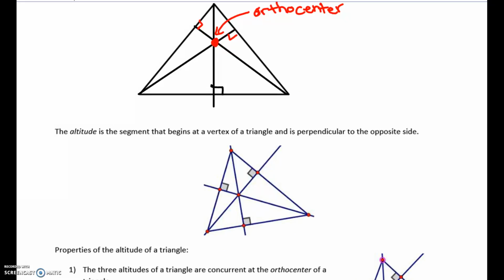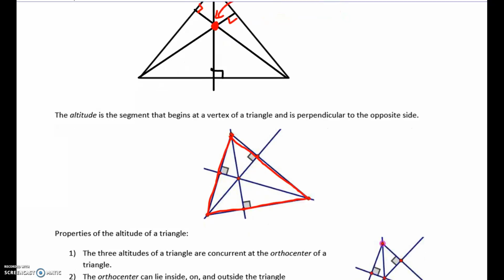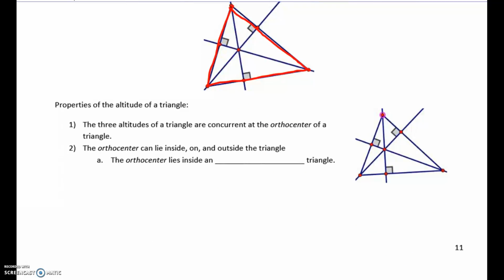So an altitude is a segment that begins at the vertex of a triangle and is perpendicular to the opposite side. Here you can see we've got this lovely triangle, and we've drawn the three altitudes onto it, and they all intersect at one point, which is the orthocenter. So let's look at some properties of the altitude and the orthocenter. Three altitudes are concurrent at the orthocenter, and the orthocenter can lie in different spots depending on the type of triangle. The orthocenter lies inside an acute triangle, as we can see here, right there.